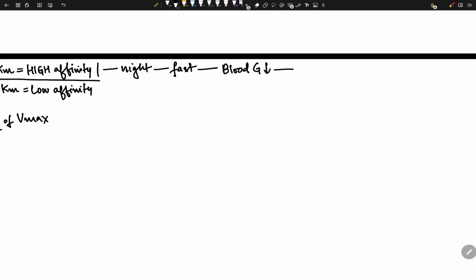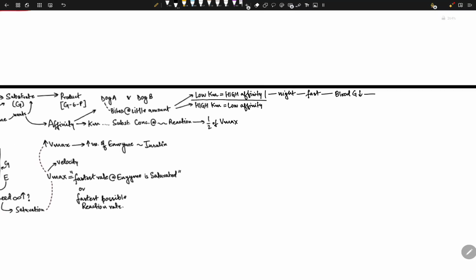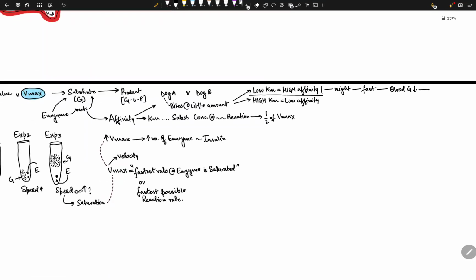So even when the blood sugar was low, what kind of Km should that require? A low Km. Why? Because low Km means high affinity. Low Km is just the substrate concentration at which the reaction reaches half of Vmax. So hexokinase must work even when the blood sugar is low because hexokinase has high affinity, and that's how your brain is still alive when you're sleeping.